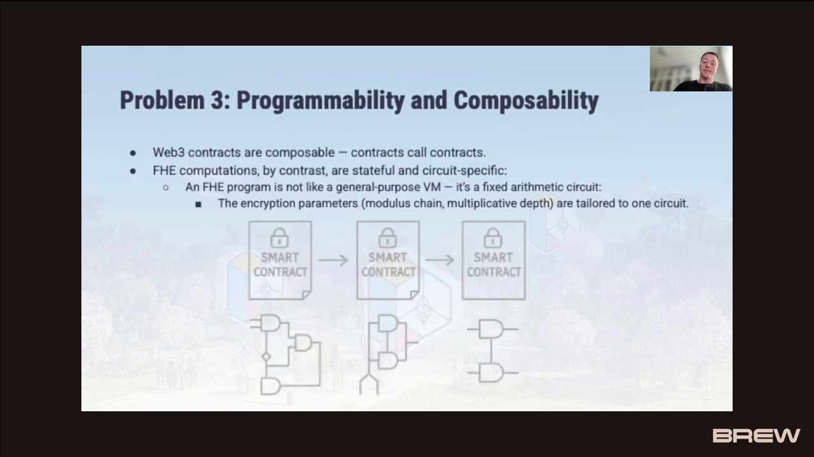And the third problem is programmability and composability. Web3 contracts are composable, which means smart contracts call other smart contracts. In the FHE world, that would mean each smart contract is a separate FHE circuit. But the problem is that FHE circuits are of different sizes, so you might have a different number of operations in the circuit. So these circuits might require different parameters, and it's difficult to achieve compatibility.